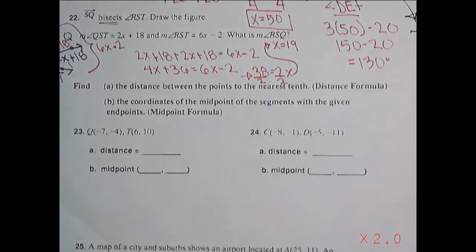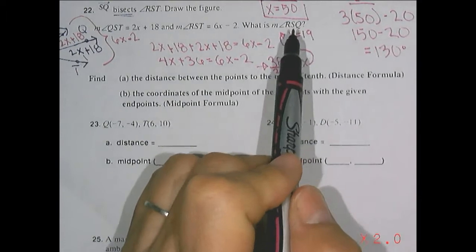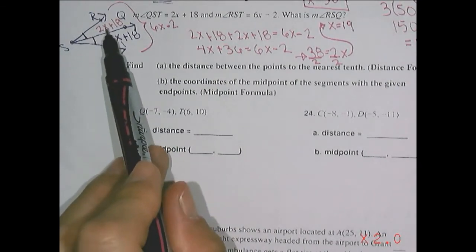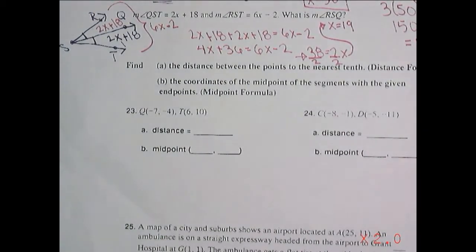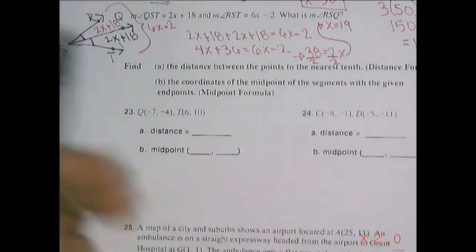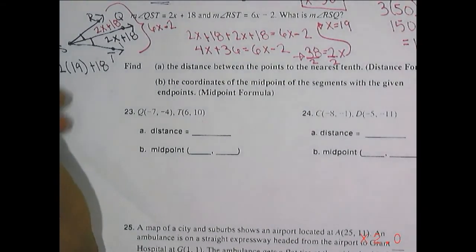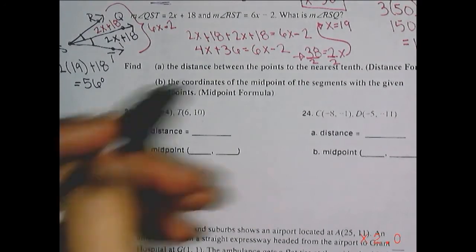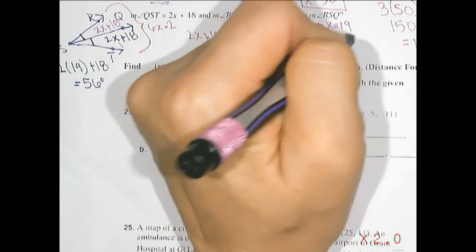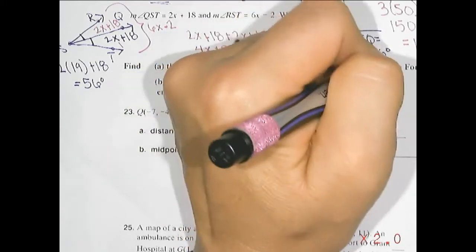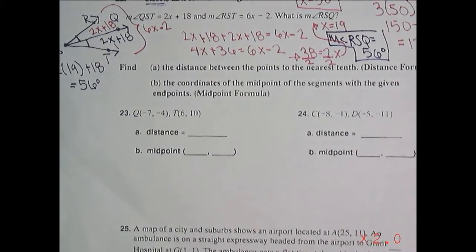Okay, the angle it was asking me for, though, was RSQ. So now I'm going to look back over here at RSQ, and we use 2x plus 18 for that. So now I can just take my x over here, 19, and plug it in. 2 times 19 plus 18. Okay, and when I multiply 2 times 19 and add 18, I end up with 56 degrees. So the measure of angle RSQ equals 56 degrees. And that is how you would do this one.